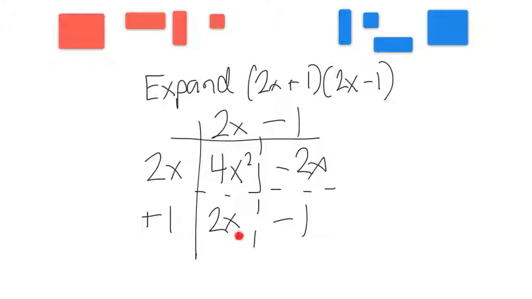Now this is the cool part. Again, if I look along the diagonal, I see I have 2x minus 2x, so the diagonal will just be 0. And simplified, this is 4x squared minus 1.